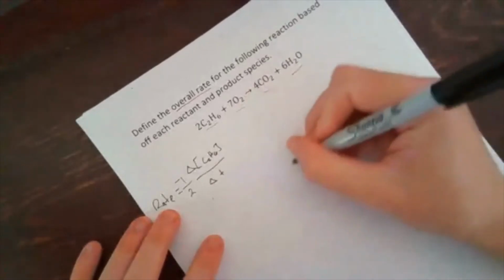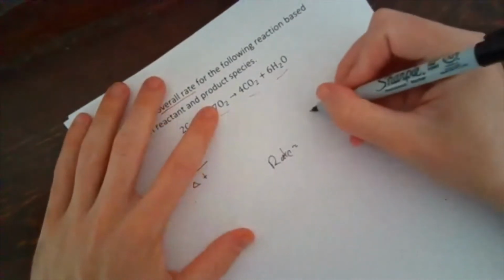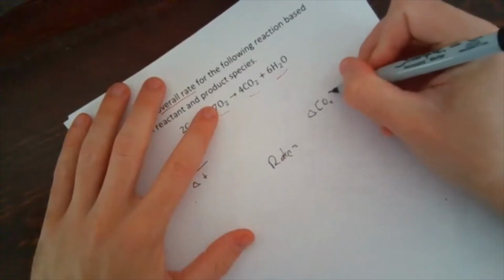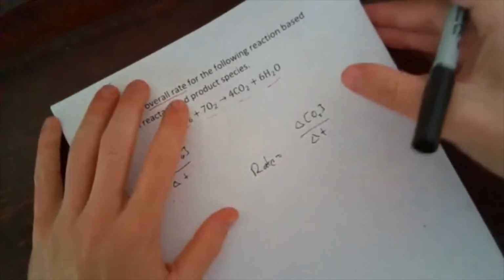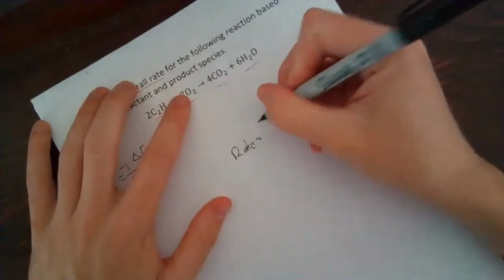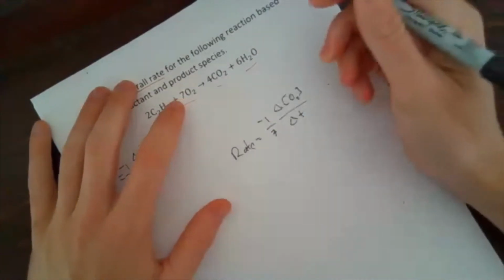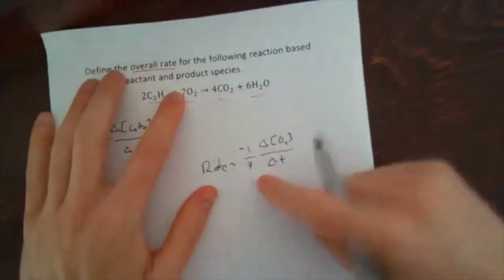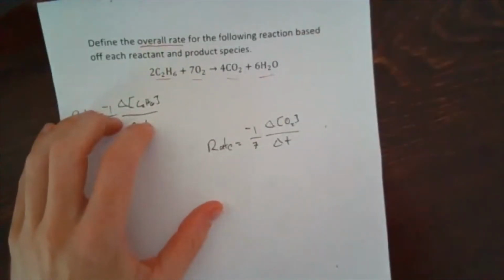I can also define it for O2. And I know, again, the rate for O2 is delta concentration of O2 over delta t. That's the rate of change of the concentration of O2. It's a reactant, so it's going to get a negative sign. And this gets 1/7. Whatever the coefficient is just gets put down in the denominator of that fraction.